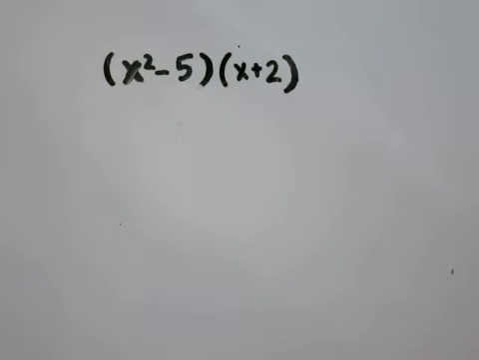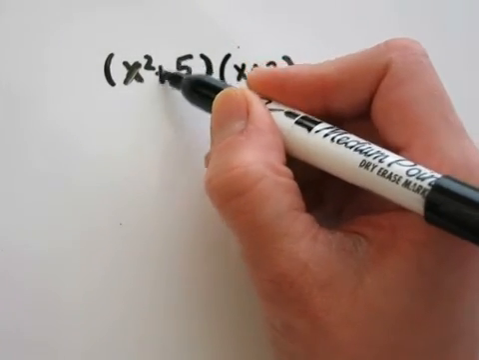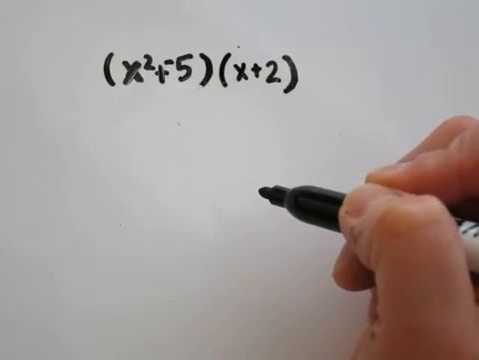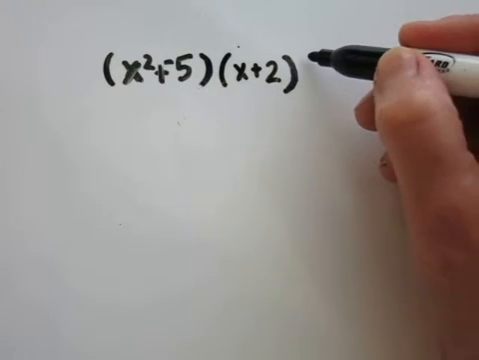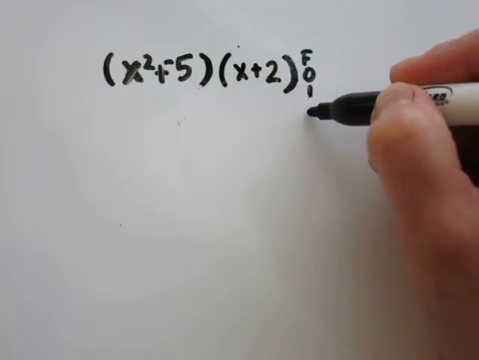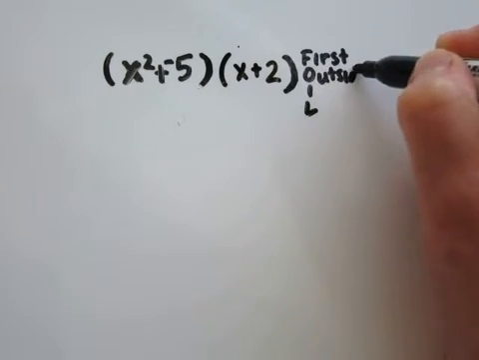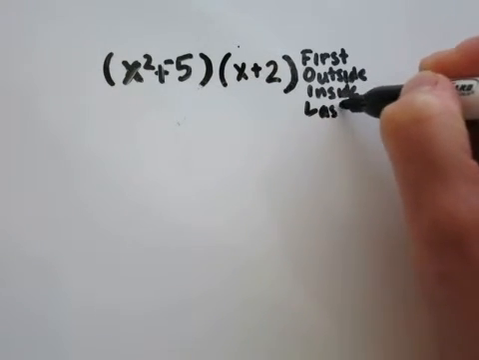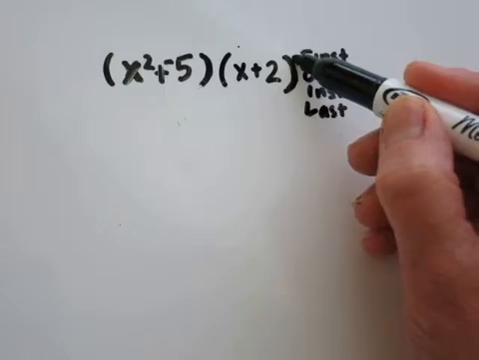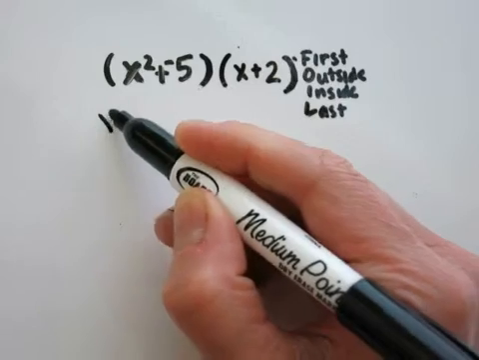Problem 15, x squared minus 5 times x plus 2. First, I'm just going to change the minus 5 to a plus negative 5 because I don't want to confuse signs later on. Now I have two binomials, so I can use FOIL to solve the problem. And FOIL stands for first, outside, inside, and last. So starting off with my first numbers, x squared times x is x cubed.